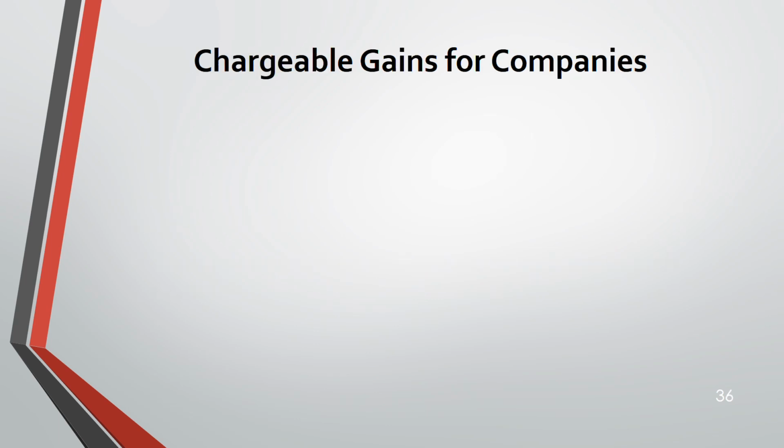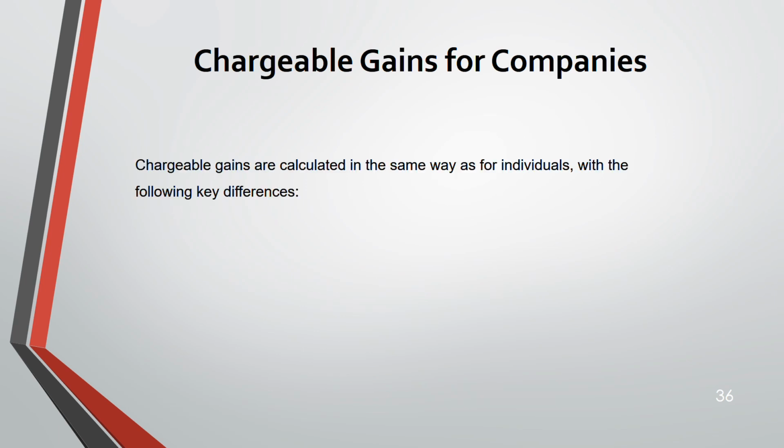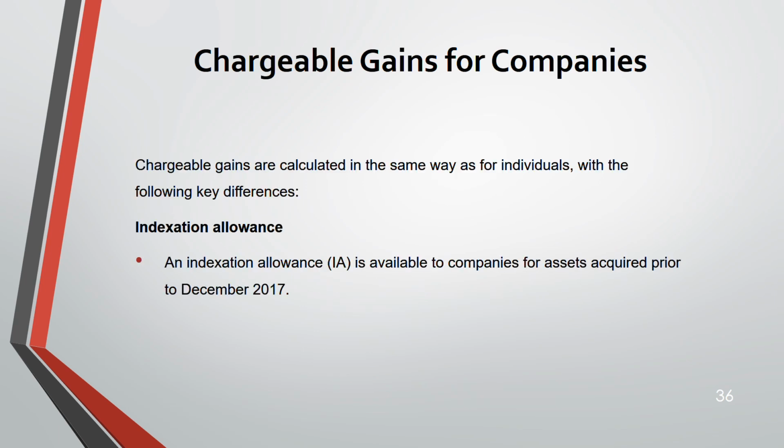Next topic. We have just finished computation of TTP. Now we are moving on to the chargeable gains. Chargeable gains are calculated the same way as for individuals, with differences. As I told you, there were 5 differences. First, it was indexation allowance. This was not there for individuals, it's applicable for companies. So we'll start with that.